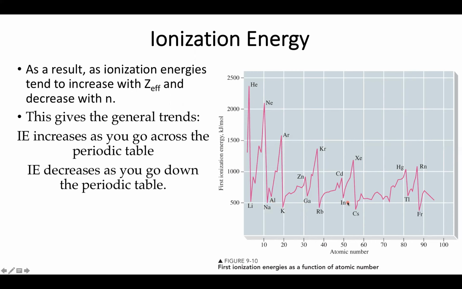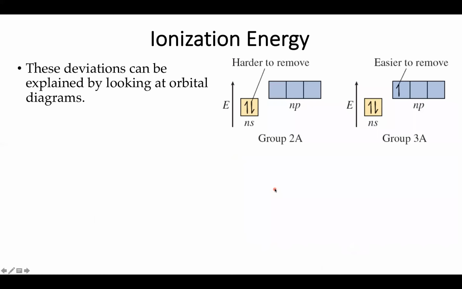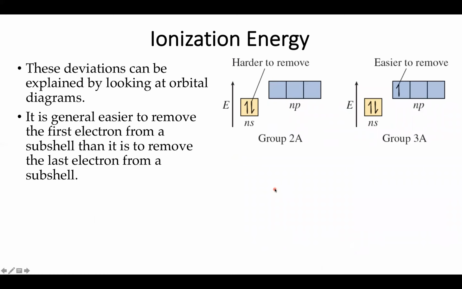However, one of the big things that differentiates our ionization energy from our Z effective is we get some really big pockets of really kind of odd behavior. And one of the big determining features of this goes back to our electronic configurations. So to really understand why we have these jumps in our ionization energies, let's go ahead and look at our orbital diagrams. In general, it's going to be much easier to remove the first electron to fill a subshell than it is to remove the last electron of a new subshell.